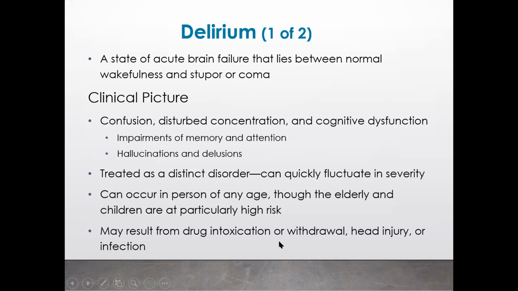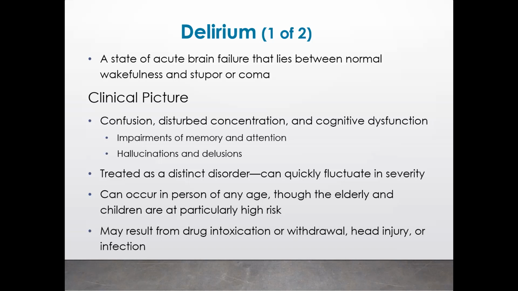Delirium is one of the things that we're going to talk about. This is a state of acute brain failure that lies between normal wakefulness and a stupor or a coma. Oftentimes, we're going to see somebody that's confused. They might have disturbed concentration and cognitive dysfunction. We also might see some impairments of memory and attention, and they might have hallucinations or delusions.